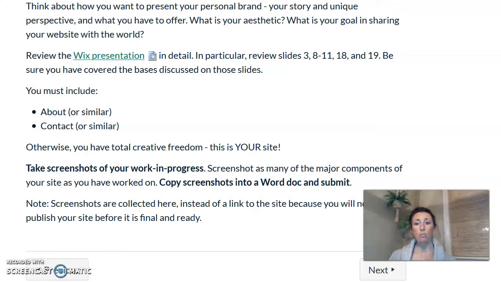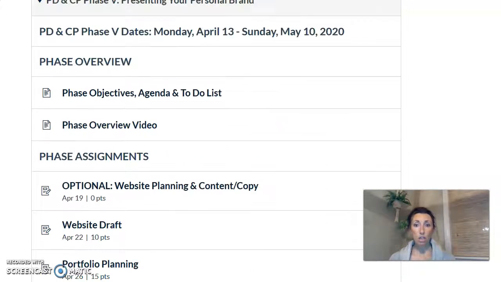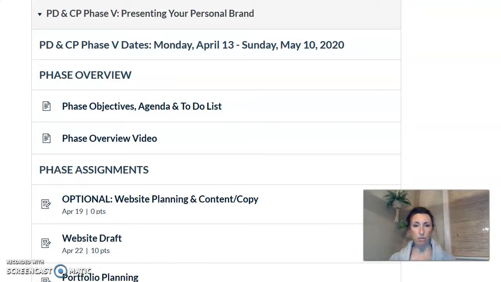So for this assignment, you'll take screenshots of the work that you've done, copy them into a Word doc, and submit. So the reason that you won't submit a URL is because I don't want you to publish your website before it's ready to be shared.